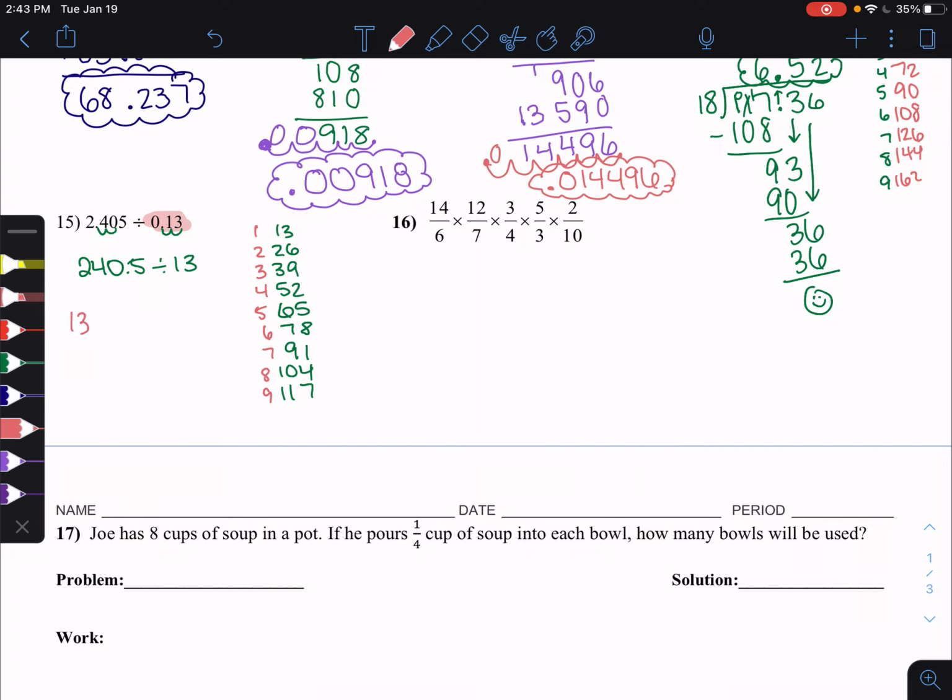So 13 into 240.5. 13 goes into 24 once. So I'm left with 11. Bring down the 0. It goes into 110 8 times. So 104. And I'm left with 6. I bring down the 5, and it goes in 0.5 times. And that gets me my happy 0.